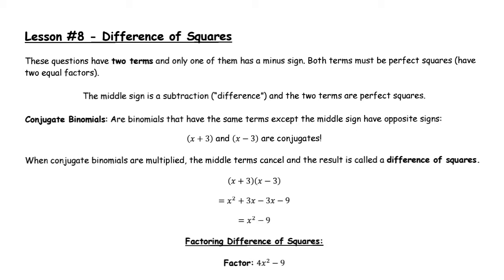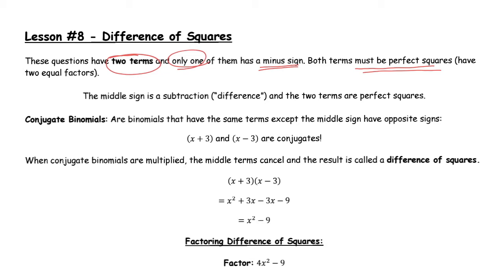This method is going to apply when we've got two terms, and one of them has a minus sign, and only one of them has a negative sign. So there's a subtraction in between those two terms. Now, both terms must be perfect squares. They've got to be perfect squares. But when this happens, you've got a nice little bit of factoring that can occur here.